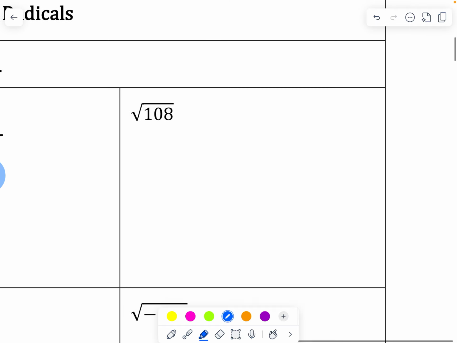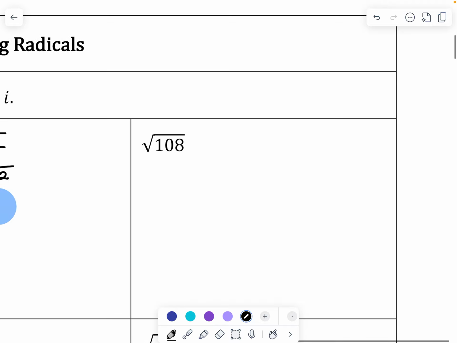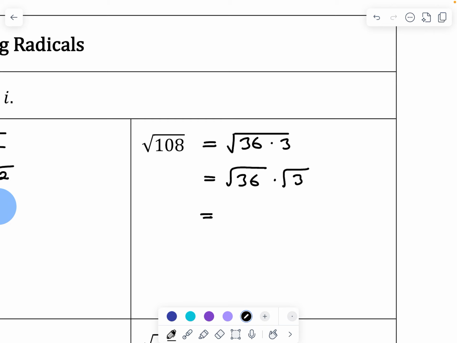Here we have root 108. 108 is not a perfect square number, but ask yourself, right? Pause the video and try to figure this out. Which perfect square number is 108 divisible by? Now, I'm going to slightly ruin the surprise. 108 is divisible by 4. However, go bigger. Find the biggest perfect square number that 108 is divisible by and pull it out. And that's going to be 36. 108 is 36 times 3. 36 is a perfect square number. Split these up, and we get 6 root 3.